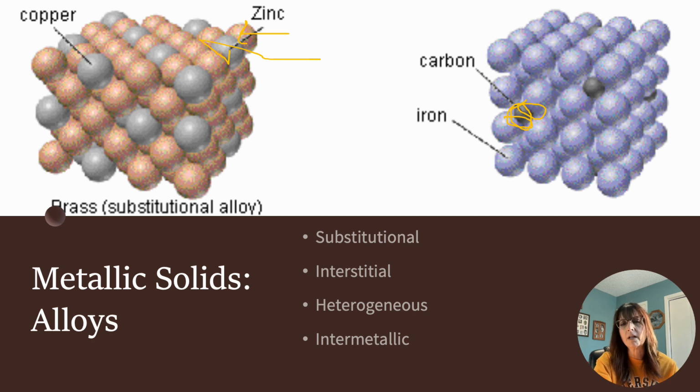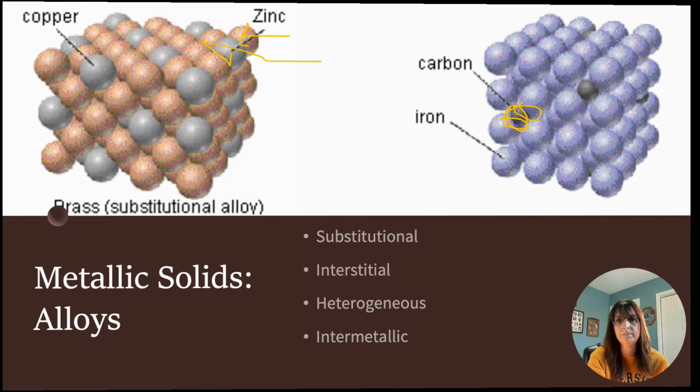For the most part in this class, we focus on the substitutional and interstitial. So just remember that substitutional means you're substituting out some of the atoms, but you're substituting, so they're going to be similar in size and property. Interstitial means in between the spaces. So you're going to add an atom, usually carbon, that's a whole lot smaller that can fit in between the spaces.